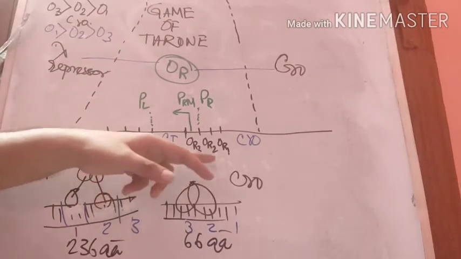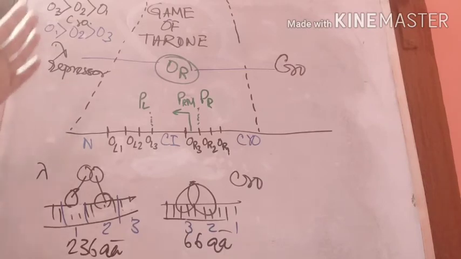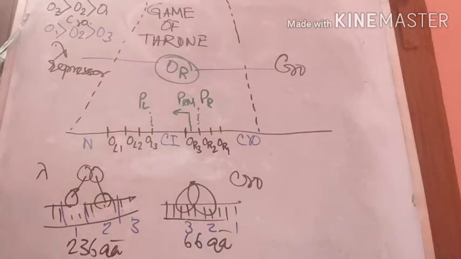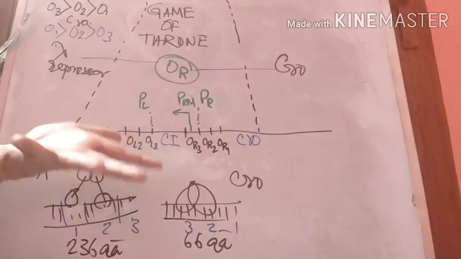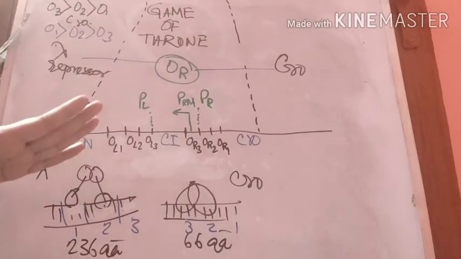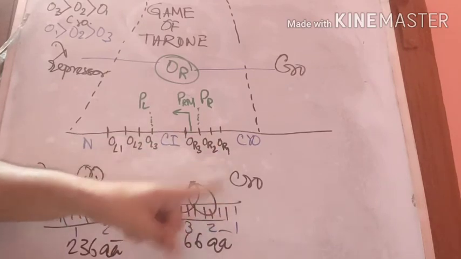Then OR3 will bind, then it will bind to OR2, and again OR1 is free, unoccupied. And in this way, the Cro wins. Gradually, the binding shifts towards Cro from lambda repressor, and the entire process shifts towards the lytic cycle from lysogeny. Again, if the situation arises that the virus wants to move towards lambda repressor or the lysogen, then see, in case of Cro, the OR1 is unoccupied.